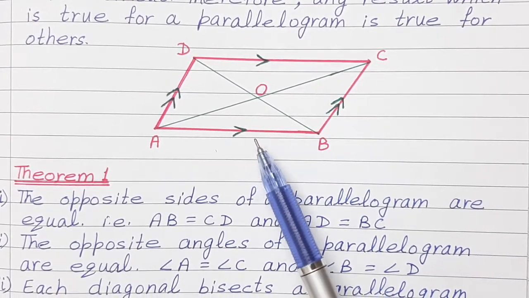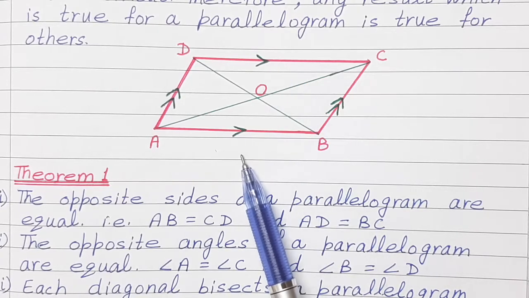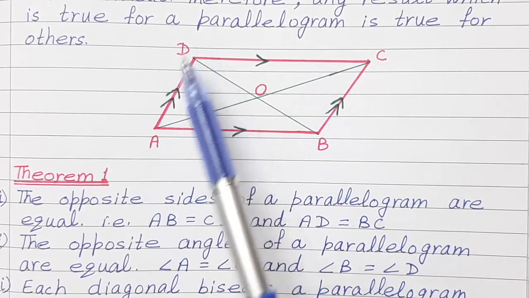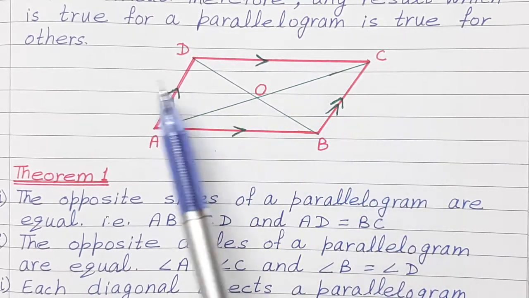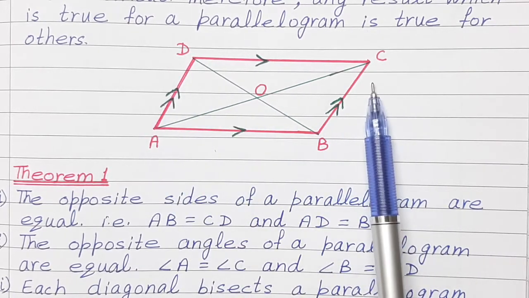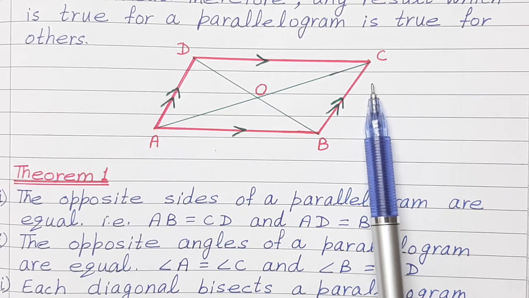Children, it can be the other way also, that is if AD and BC are equal as well as parallel, then also it is a parallelogram. I hope it is clear to everyone, all the three theorems.